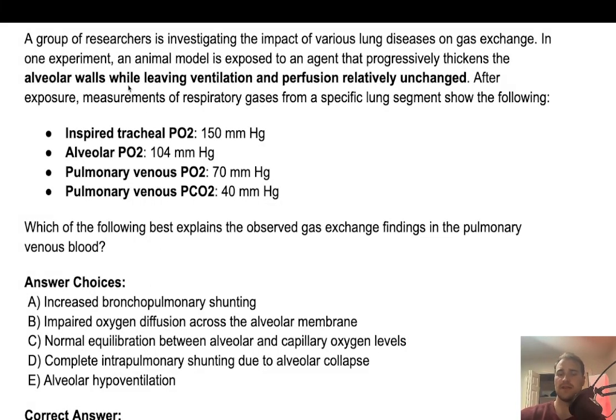Okay, so here's a question in respiratory. A group of researchers is investigating various lung diseases and gas exchange, and alveolar walls are going to be thickening and ventilation perfusion is left unchanged. And we get all of these measurements here.